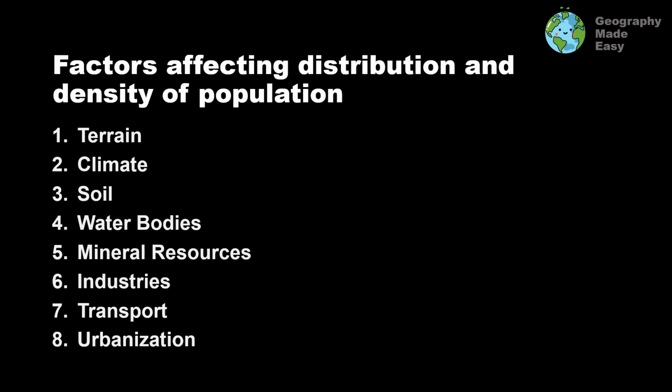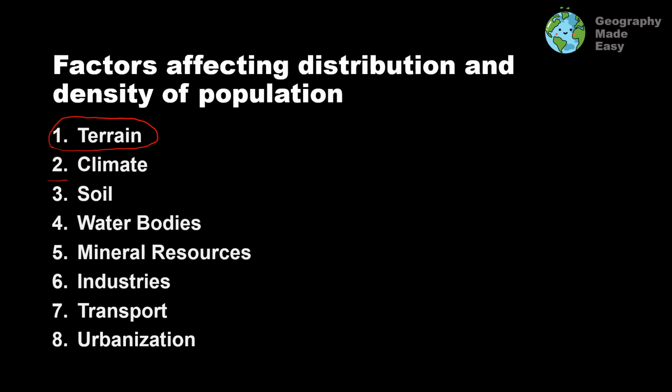Now we will quickly discuss the factors which affect the distribution and density of population. The first and foremost factor is the terrain or topography of the land. Population will be denser, and the numbers higher, in places where the terrain is flat, that is in the plains. Whereas in hilly areas with uneven terrain and slopes, where it's difficult to build houses and practice agriculture, the population density will be low.